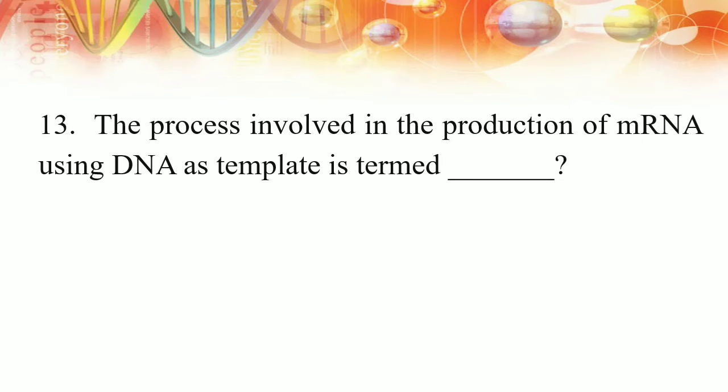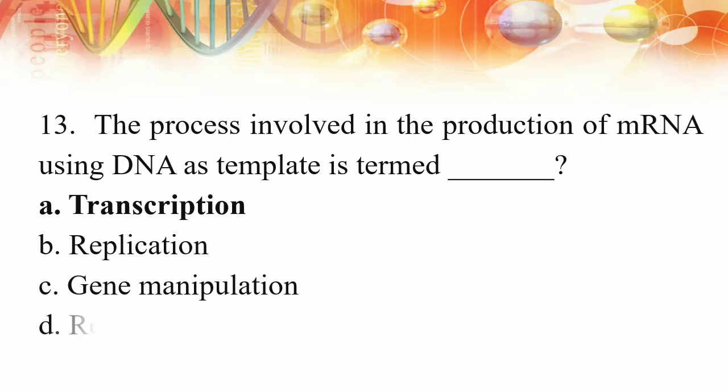Number 13. The process involved in the production of mRNA using DNA as template is termed blank. A. Transcription. B. Replication. C. Gene manipulation. D. Reverse transcription. Reverse transcription is the encoding of the RNA genome into DNA molecules. Gene manipulation is the process of inducing changes in gene expression and the expression of novel genes.